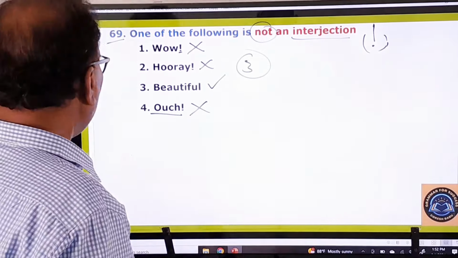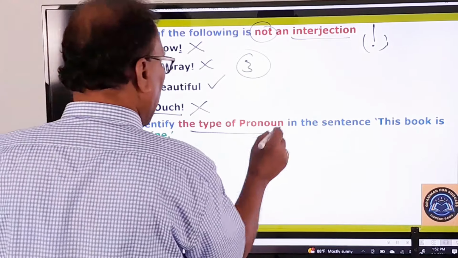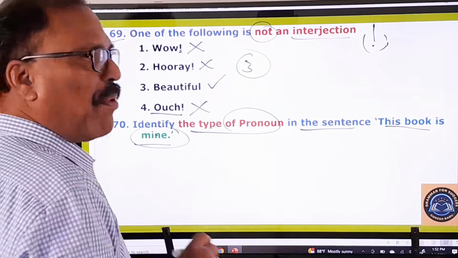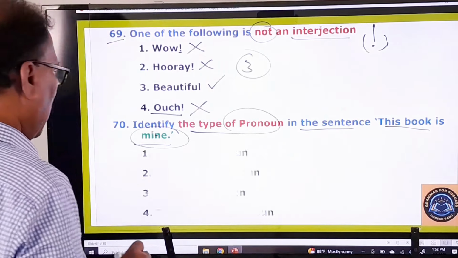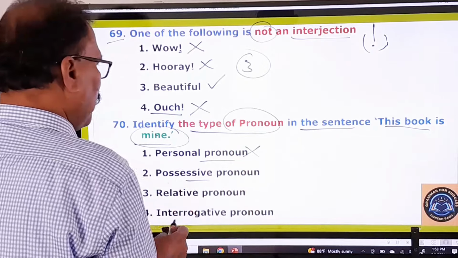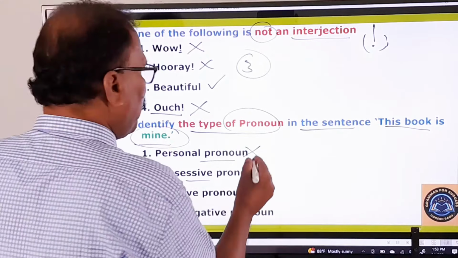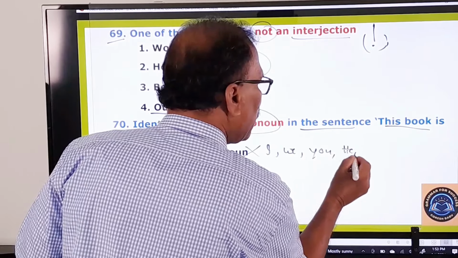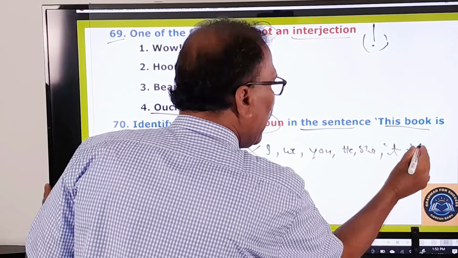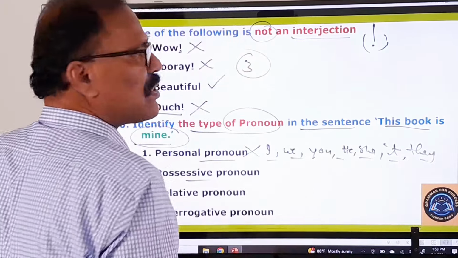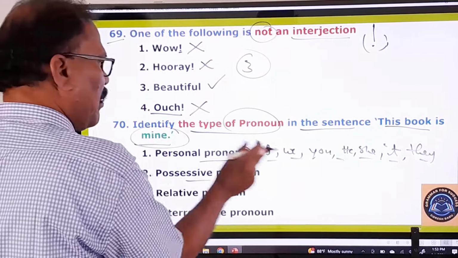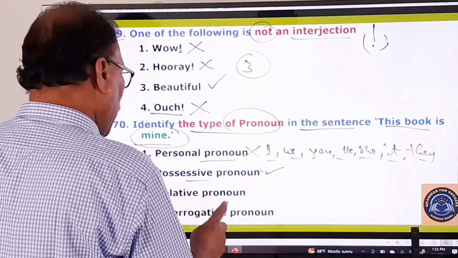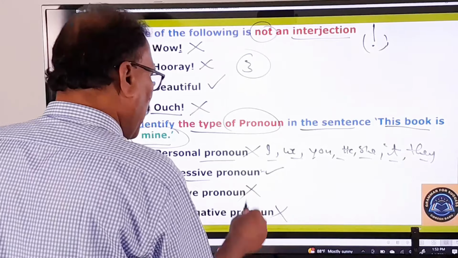Third one. Right. You go to the next question, 70th one, and identify the type of pronoun in the sentence, this book is mine. So he is asking you to find out the type of that pronoun, mine. Very well. And here let us look at the options. Personal pronouns, no, because it's not a personal pronoun. What are the personal pronouns? Let me give you a list of them here. I, we, you, he, she, it, they. These are called the personal pronouns. And therefore, mine is not a personal pronoun. Possessive pronoun. Yes, this is a possessive pronoun. And it's not a relative pronoun. It is not an interrogative pronoun. It is only a possessive pronoun.